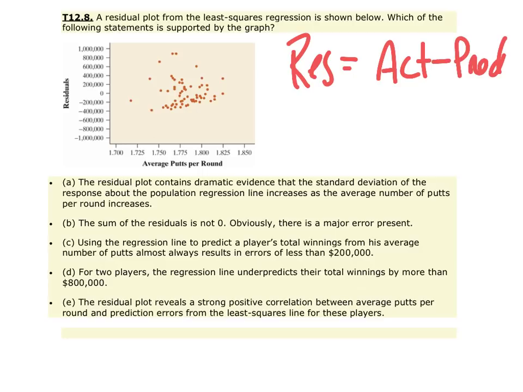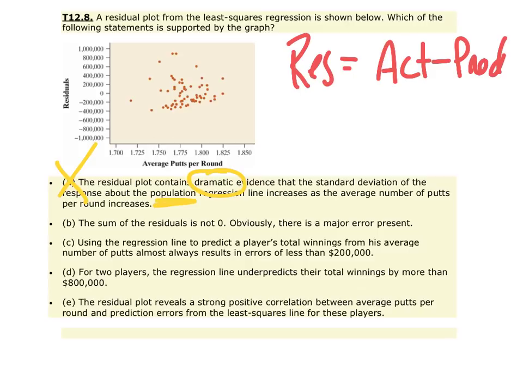Well, first of all, dramatic evidence is a bit extreme to use, so that alone is going to kick it out for me. And it talks about the population regression line. It's not about a population, so just knock that out. This is the sample. Part B, the sum of the residuals is not zero. Obviously, there is a major error present.